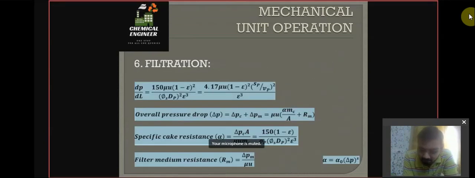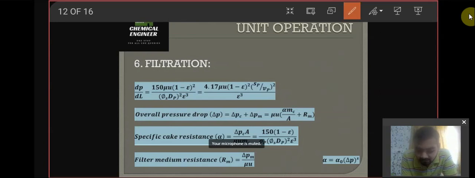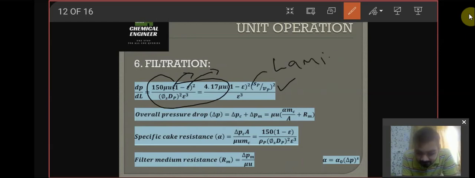Now we have some important formulas related to filtration. This equation is known as the Ergun equation, and the video link for how we derive this equation for filtration is above. So you have to remember this equation directly. It is 150 mu into v, where v is the velocity, into 1 minus epsilon square, where epsilon is the porosity, divided by phi s dp whole square, divided by epsilon cube. You should remember this formula. This is applied when we have laminar condition for filtration.